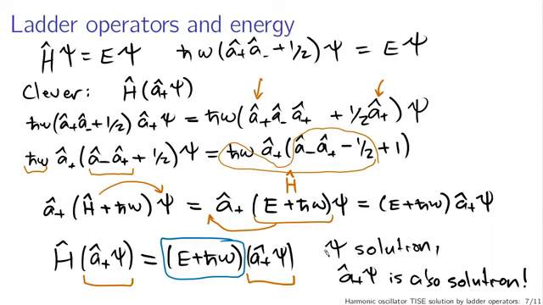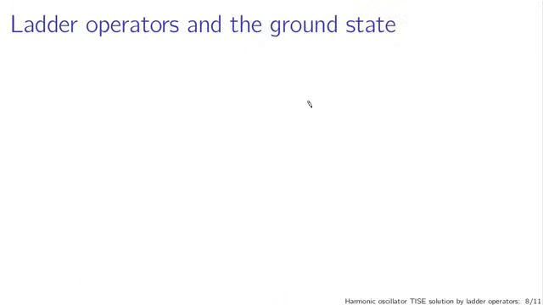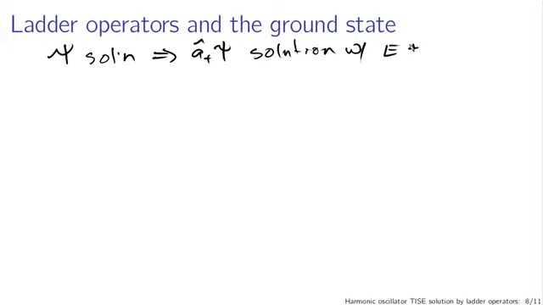We haven't actually solved the system yet. There's a little bit of cleverness left. And this has to do with ladder operators and the ground state. What we showed on the last slide was that if psi was a solution, then a plus hat psi was a solution with energy E plus h bar omega. It turns out a minus hat psi, you can follow through the same algebra, is also a solution, but it has energy E minus h bar omega. So suppose we have some solution, psi, and I'll call it psi sub n now.